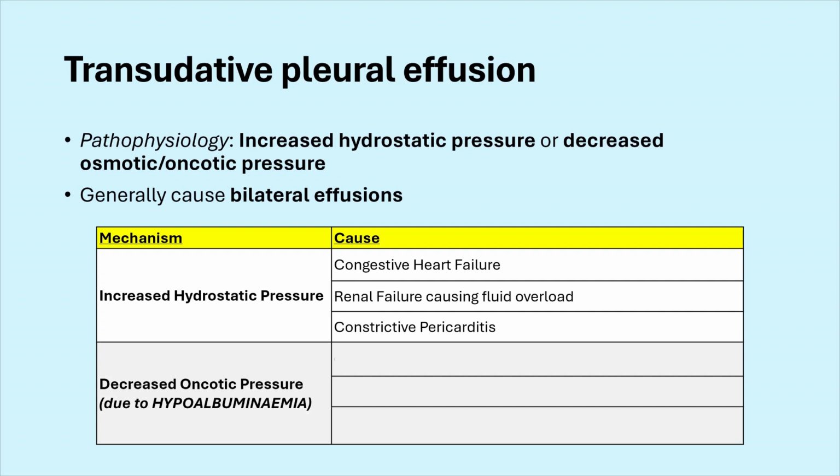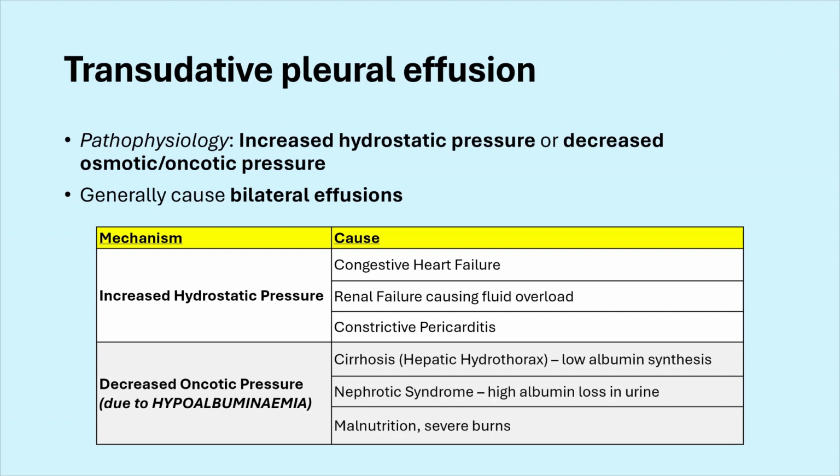Decreased oncotic pressure tends to be due to hypoalbuminemia, low albumin in the blood. Causes of this can be cirrhosis, when there is low albumin synthesis, or nephrotic syndrome, where you lose a lot of protein including albumin in the urine, or malnutrition, so you have very inadequate protein intake. So how do exudative pleural effusions occur?